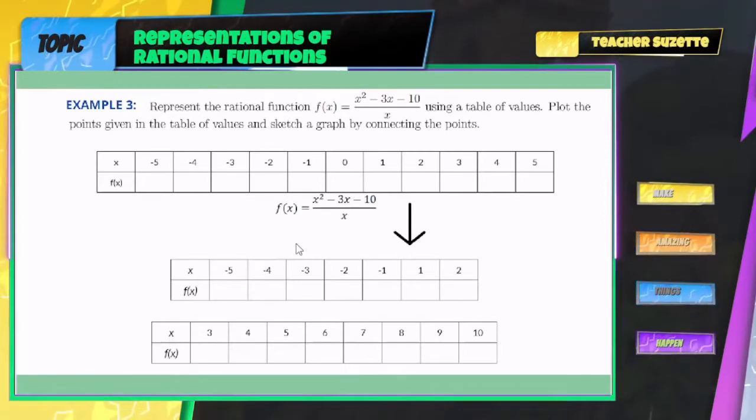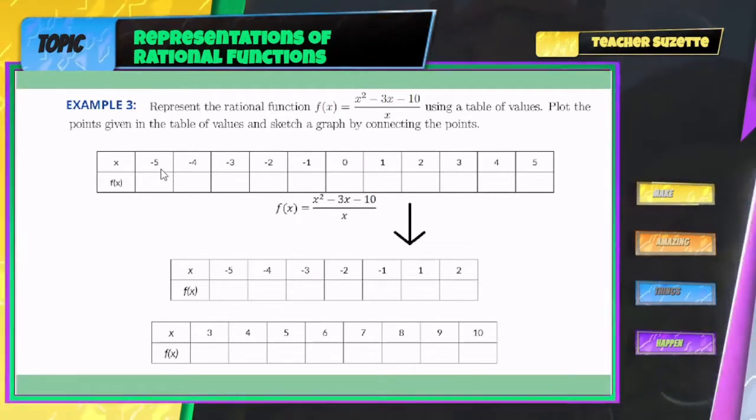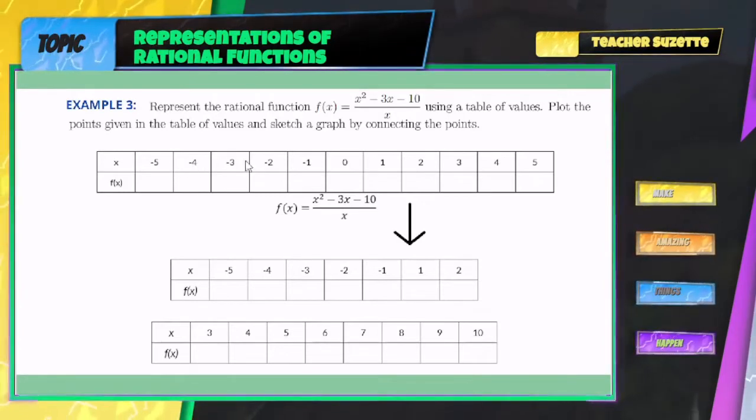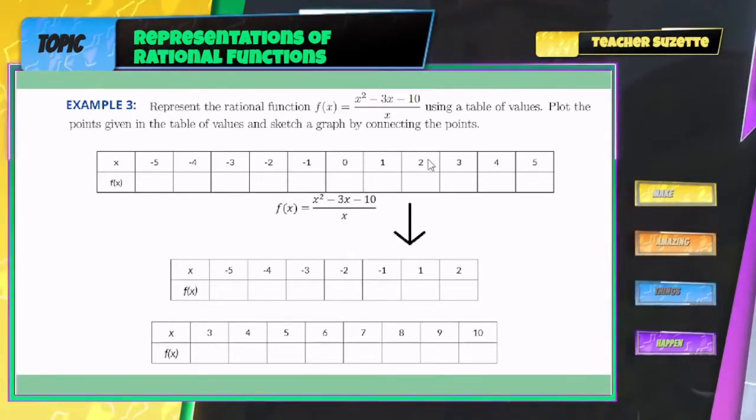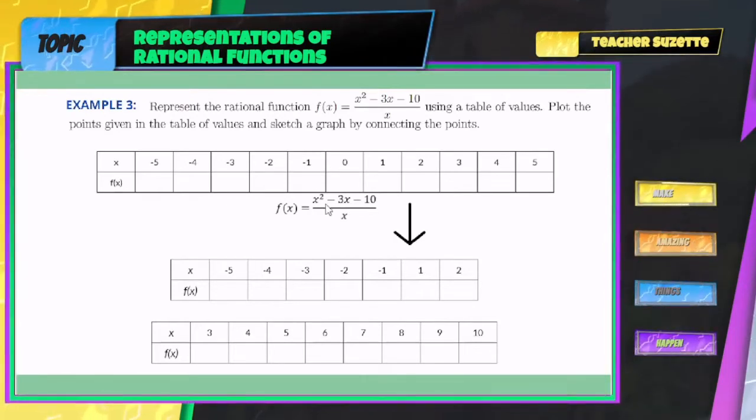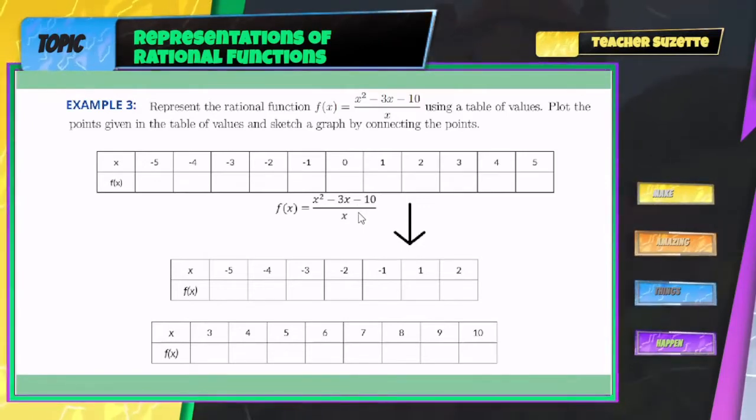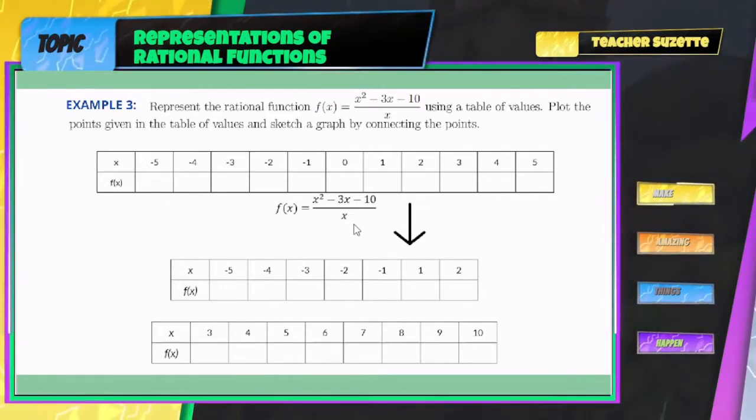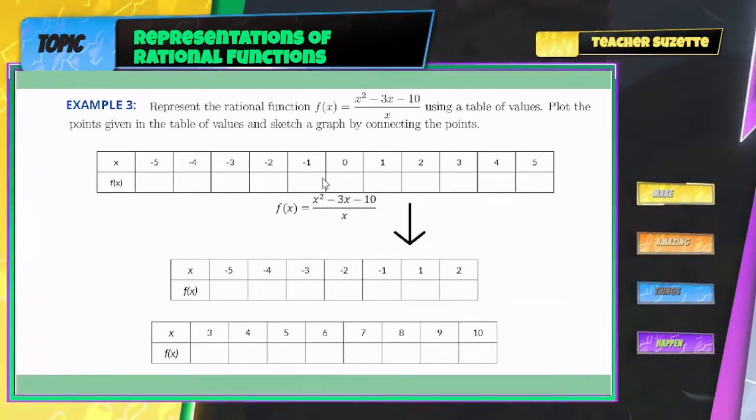So usually when we try to construct a table of values, we just let some values of x in our function, then you will get your f of x. So for this case, we have negative 5 to positive 5. However, we are now aware, based from our previous example, that there are values of x that would make your function undefined. And for this case, it is 0.